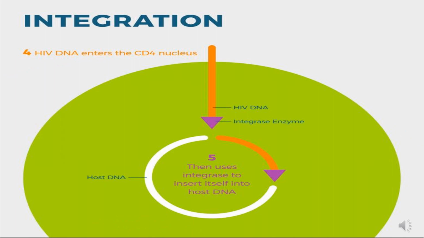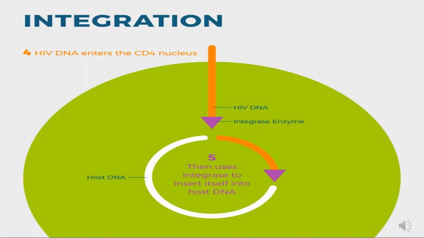The next stage is integration. After HIV RNA is converted into DNA, the HIV integrase enzyme attaches itself to the end of the proviral DNA strands and it is passed through the wall of the cell nucleus. Once the proviral DNA enters the cell nucleus, it binds to the host DNA and then the HIV DNA strand is inserted into the host cell DNA. HIV integrase inhibitors have been developed to block the transfer of the HIV DNA strand into the host cell DNA.